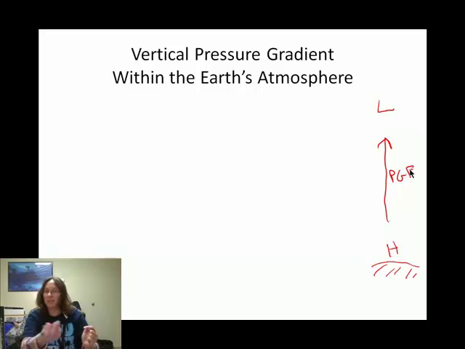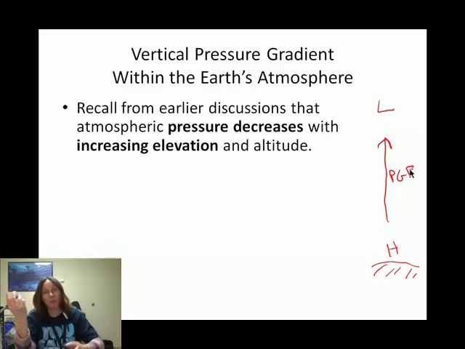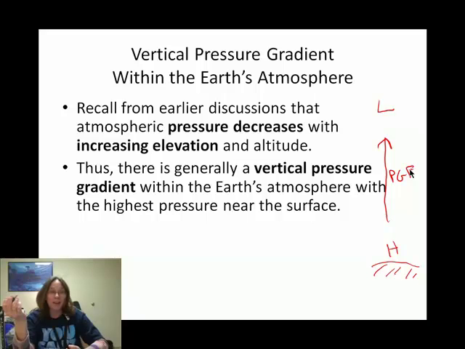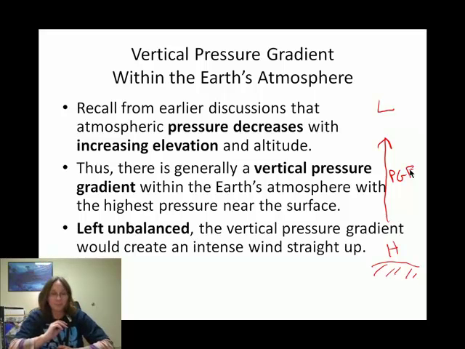That makes me smile, because it suggests we should have an ongoing vertical wind. But we know that we don't. And the reason we don't is that that force is balanced by gravity. Left unbalanced, we definitely would have a vertical wind, but we know that doesn't happen.